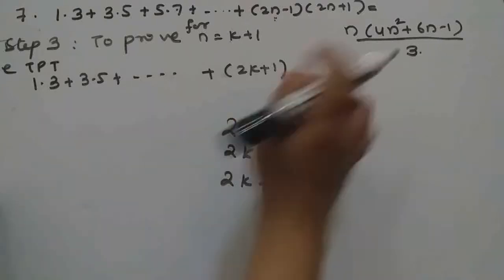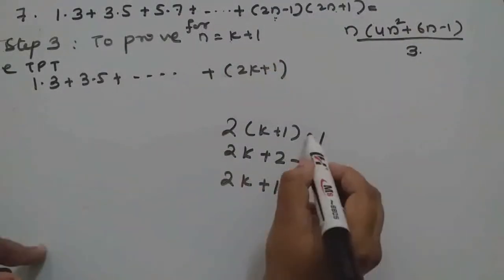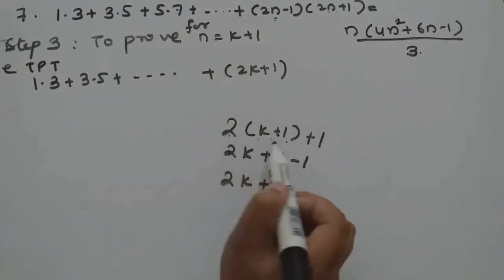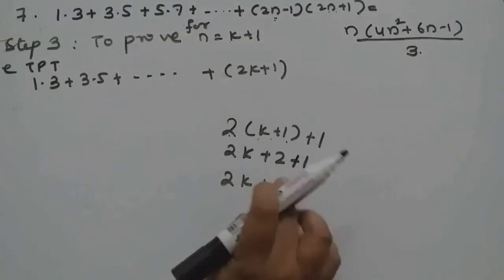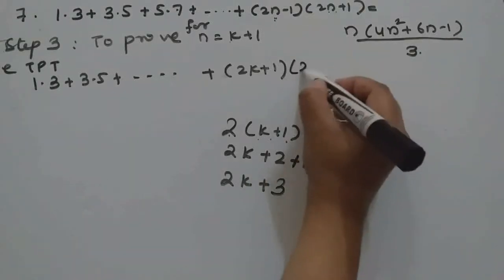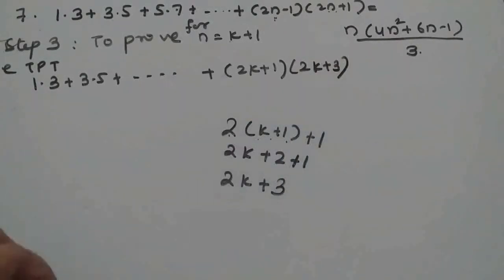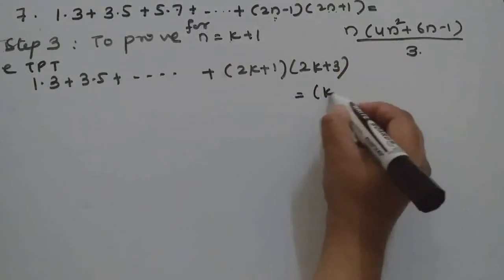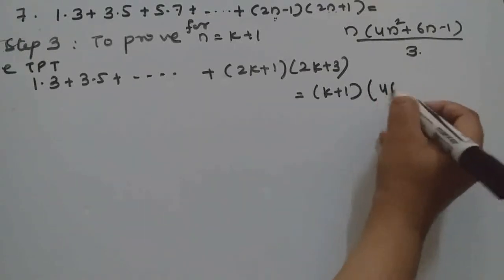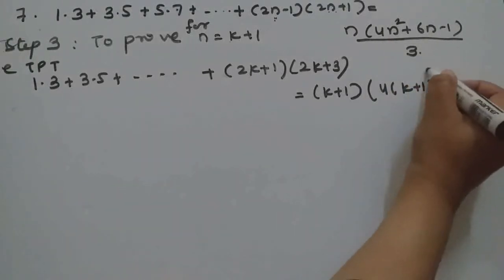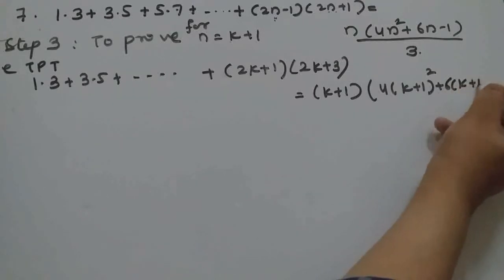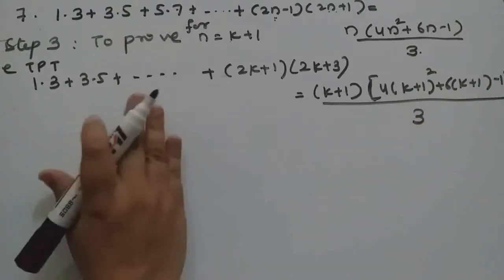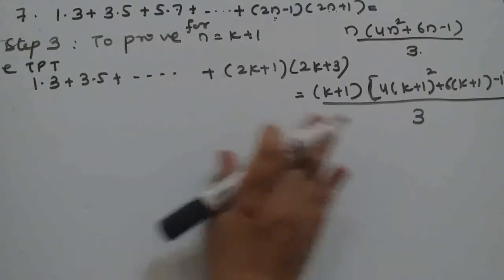And for this next bracket, plus 1 is there. Instead of n, I am substituting k plus 1. So 2k plus 2 plus 1, so 2k plus 3. So the second bracket is 2k plus 3 equals, here n is k plus 1: (k plus 1) times (4 times (k plus 1) square plus 6 times (k plus 1) minus 1) divided by 3. This you have to prove.